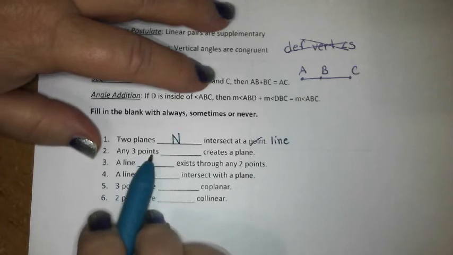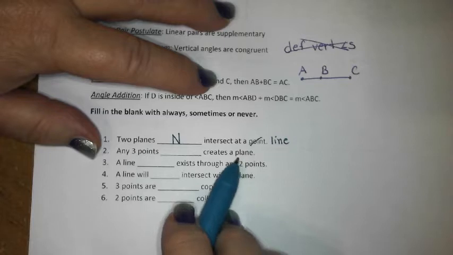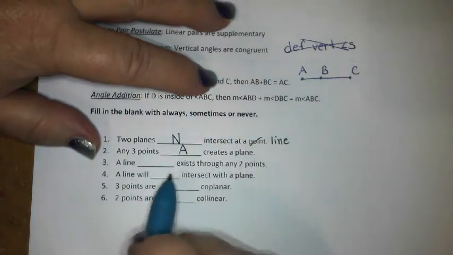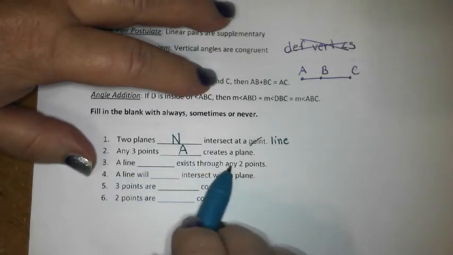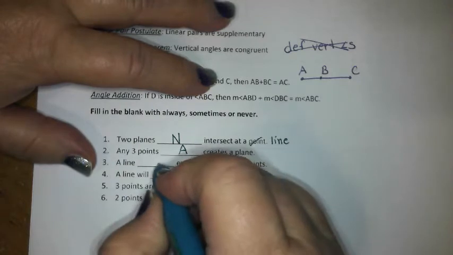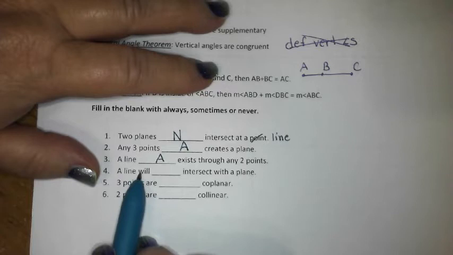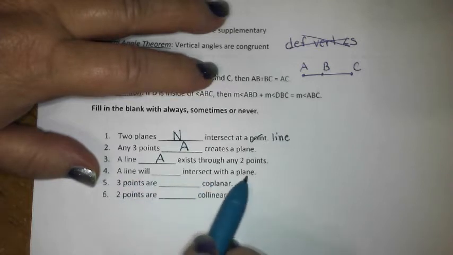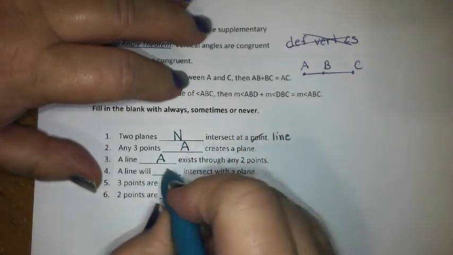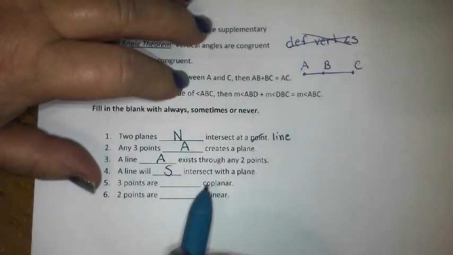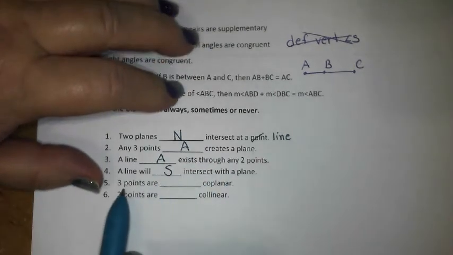Any 3 points, always, sometimes, never, creates a plane. That wasn't always. Remember, if we gave you 3 points, you would say they are always coplanar. A line exists through any 2 points. That's another always. 2 points always make a line. A line will blank intersect with a plane. Does a line always intersect? Sometimes or never? I'm going to say sometimes, because if the plane and the line are parallel, they're never going to intersect. Other than that, the line will intersect.